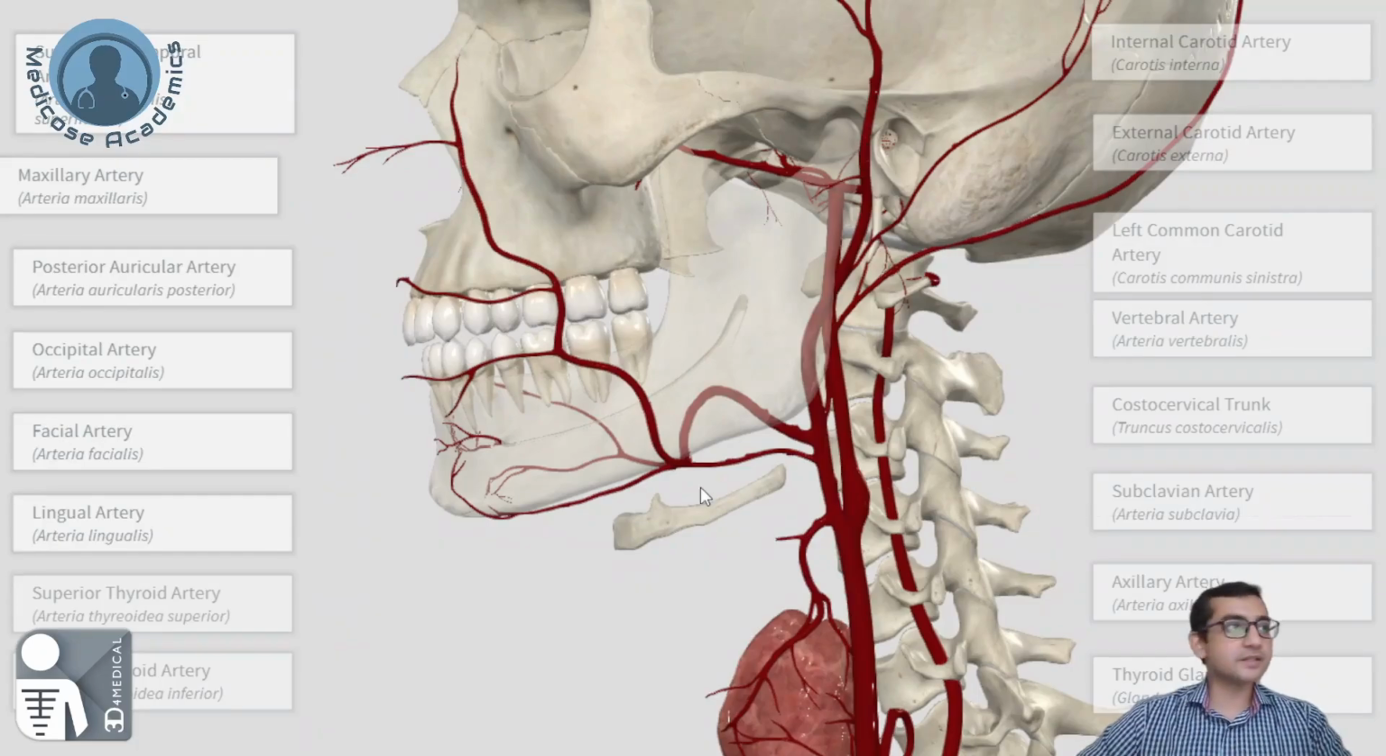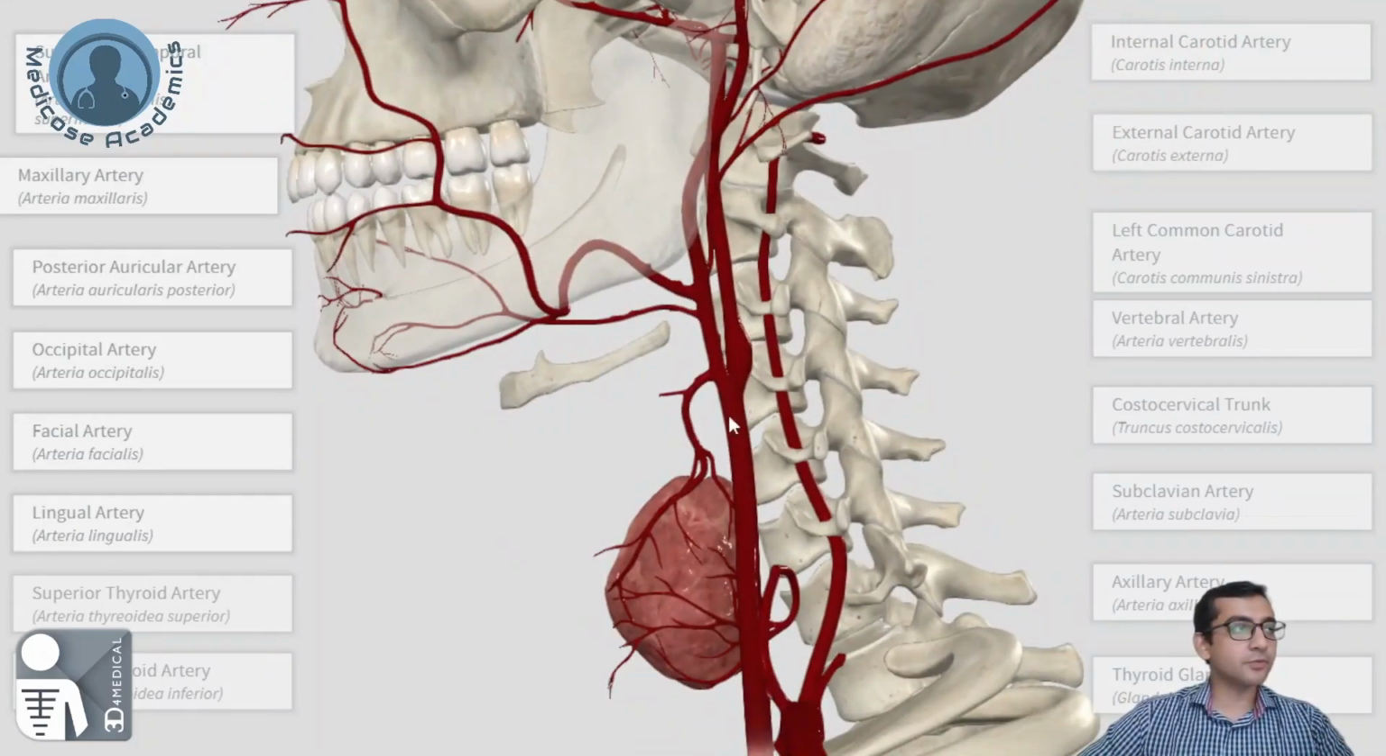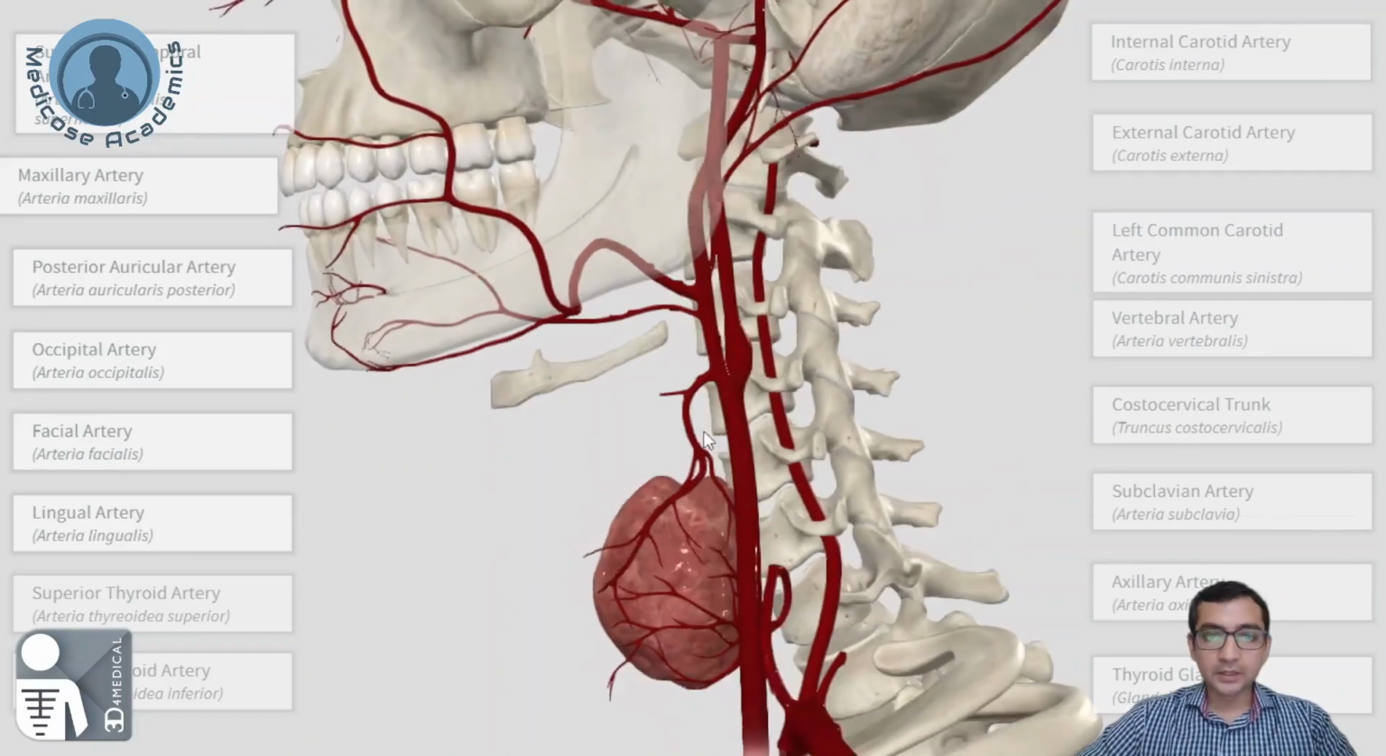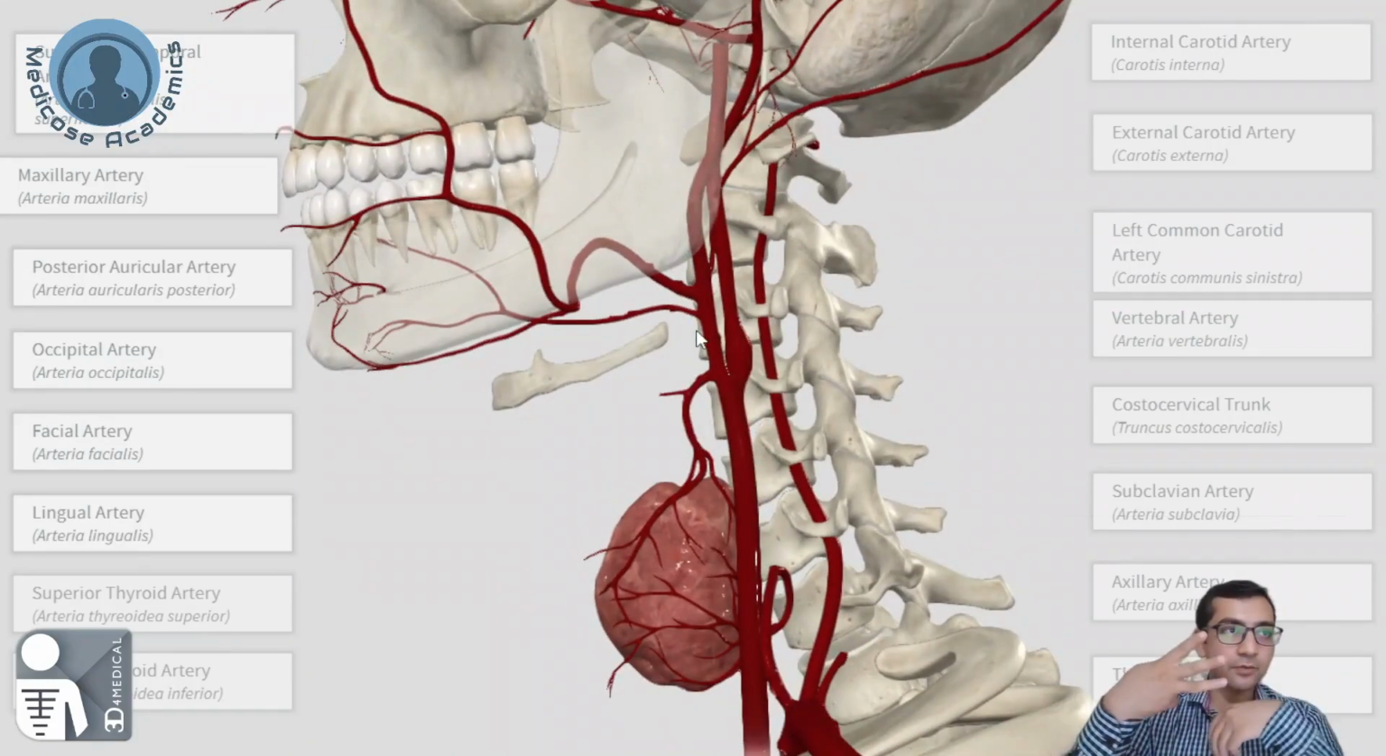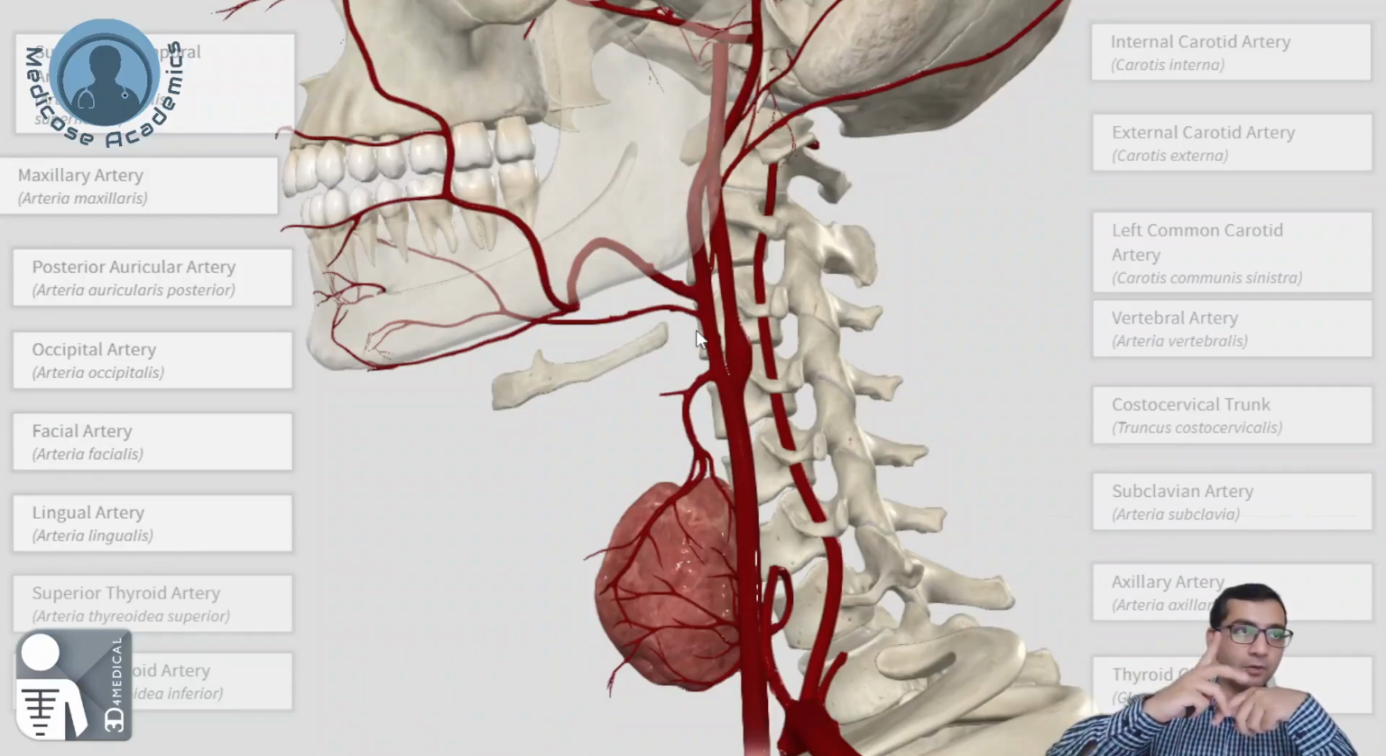Let's discuss the three arteries that are originating from the anterior aspect. If we are looking from this view, you can see right here, here, and here. There are three branches that are coming from the anterior aspect of the external carotid artery, and you can see they are diverging like this. One is going down, one is going up, and one is going almost horizontally.